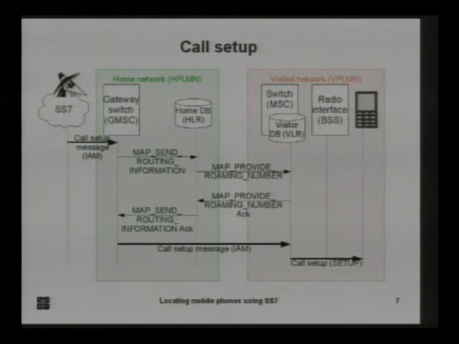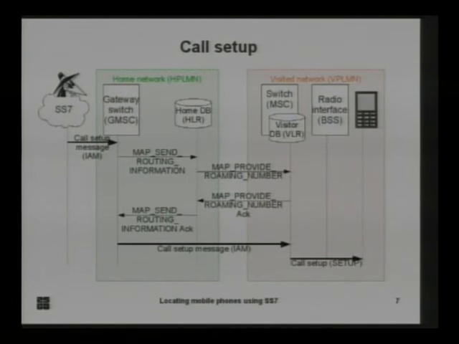You always need a roaming number to actually route a call. A roaming number is something like your normal phone number, but just a different phone number that gets assigned to you for the time of your stay in that area. Okay, your home database sends that back to the gateway switch, and the gateway switch then forwards the call setup message, which is then forwarded by the switching center to the phone.